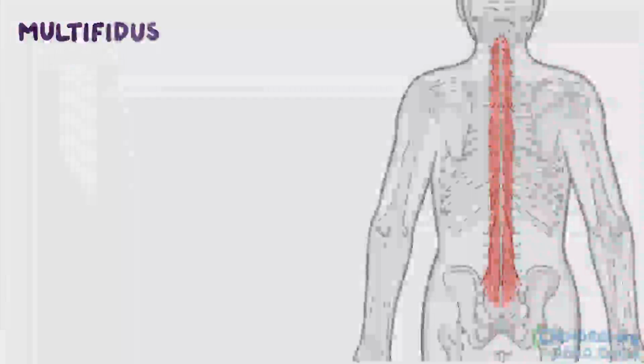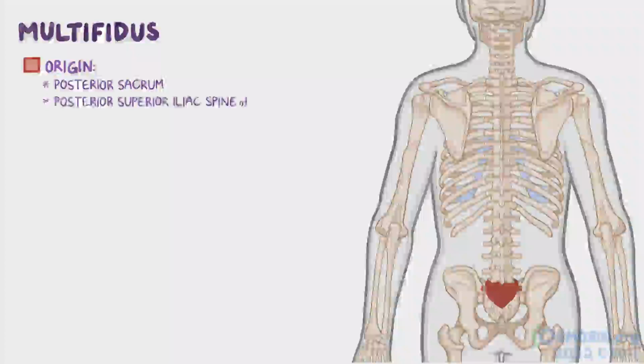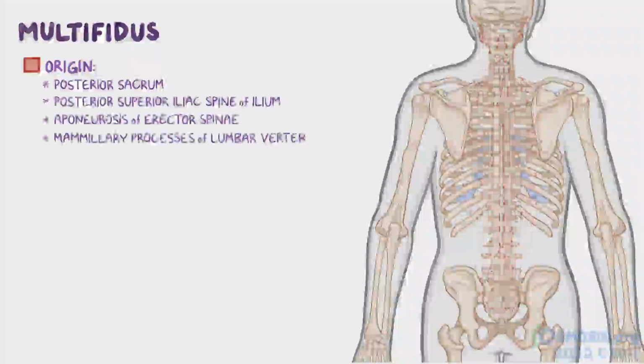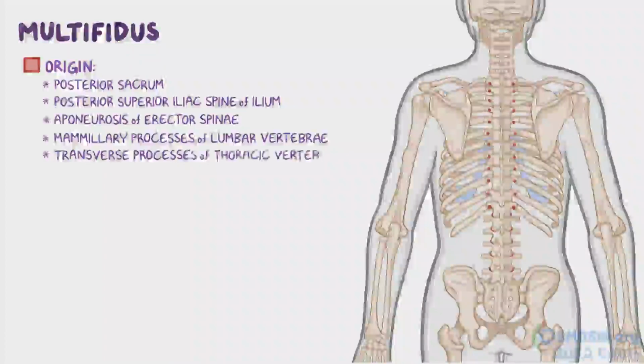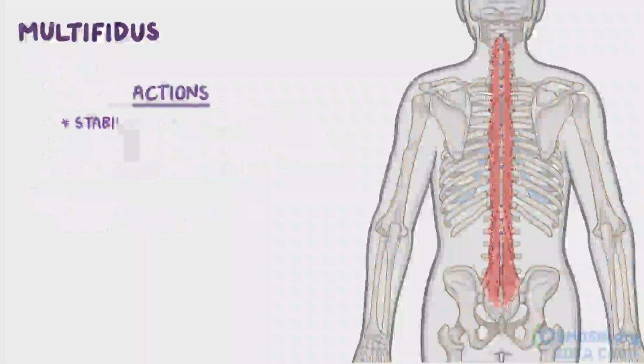Deep to the semispinalis, and spanning all the way from the sacrum to C2, is the multifidus muscle, which consists of many short muscular bundles, the thickest of which are in the lumbar region. The multifidus originates from the posterior sacrum, the posterior superior iliac spine of the ilium, the aponeurosis of the erector spinae, the mammillary processes of the lumbar vertebrae, the transverse processes of the thoracic vertebrae, and the articular processes of C4 to C7. The fibers run obliquely superior-medially to insert on the spinous processes located 2 to 4 segments superior to their origin. The multifidus mainly serves to stabilize vertebrae during local movements of the vertebral column.